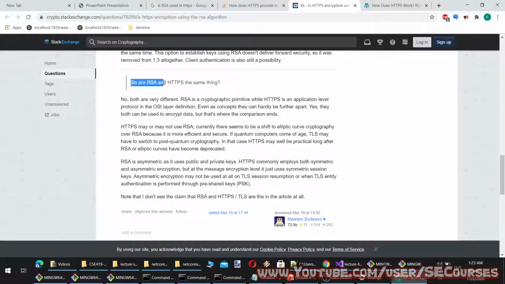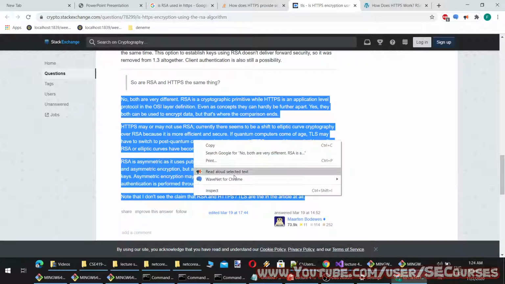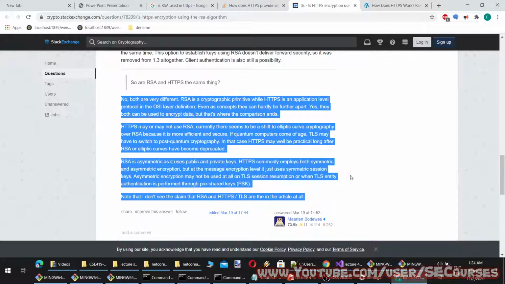Okay, so are RSA and HTTPS the same thing? No. No, both are very different. RSA is a cryptographic primitive while HTTPS is an application-level protocol in the OSI layer definition. Even as concepts, they can hardly be further apart. Yes, they both can be used to encrypt data, but that's where the comparison ends.